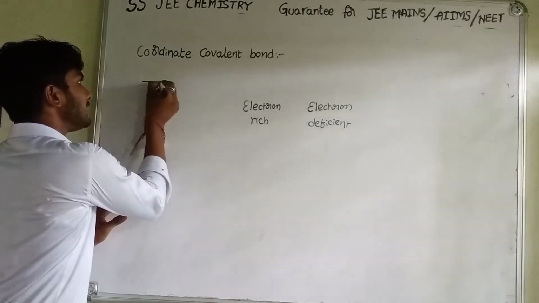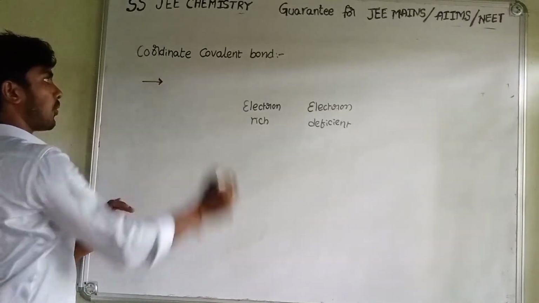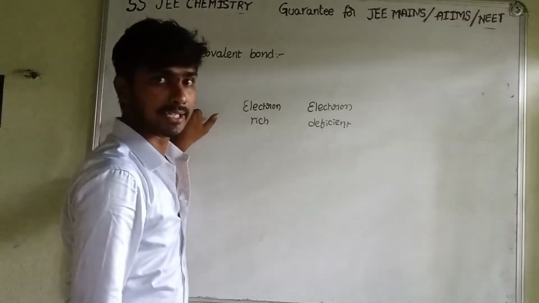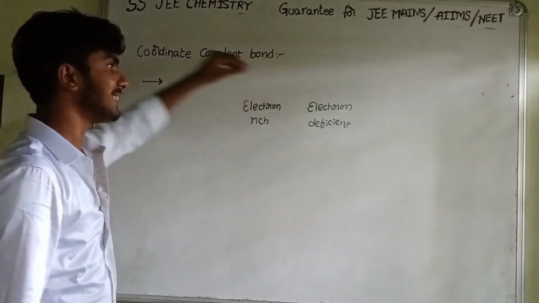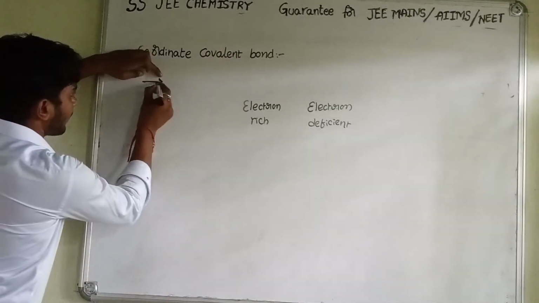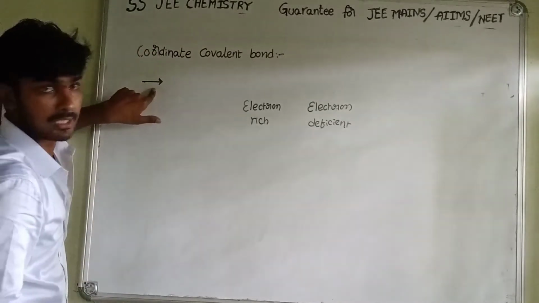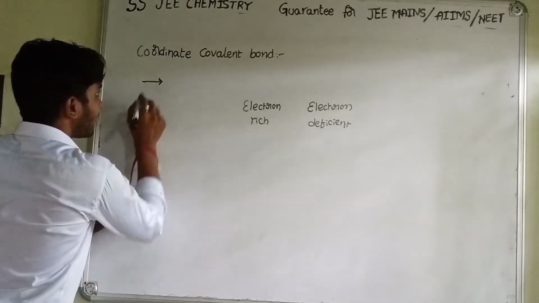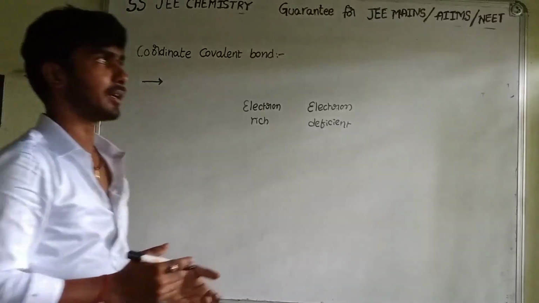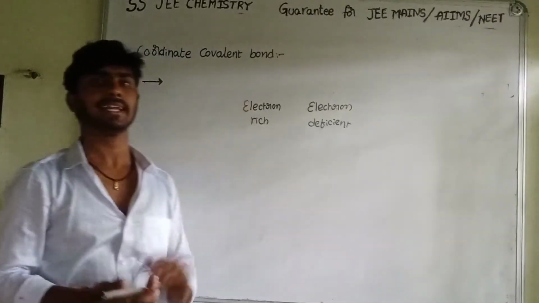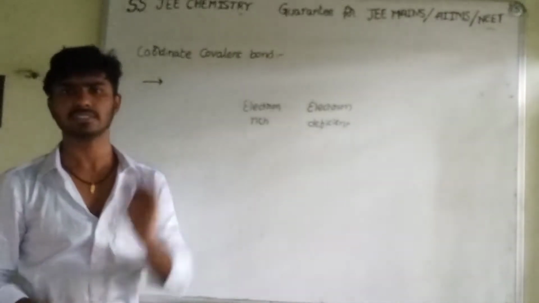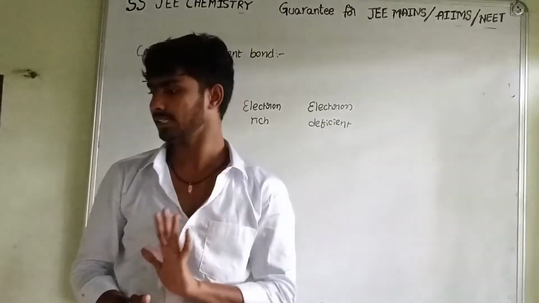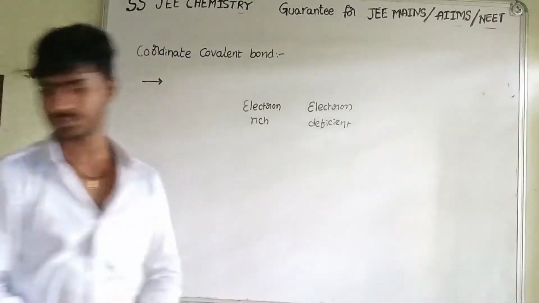Next, it is indicated by an arrow mark. Coordinate covalent bond is indicated by an arrow mark. We can observe here. Next point, coordinate covalent bond is also called a dative bond. Okay, these three points are important. Now we will go with the examples.